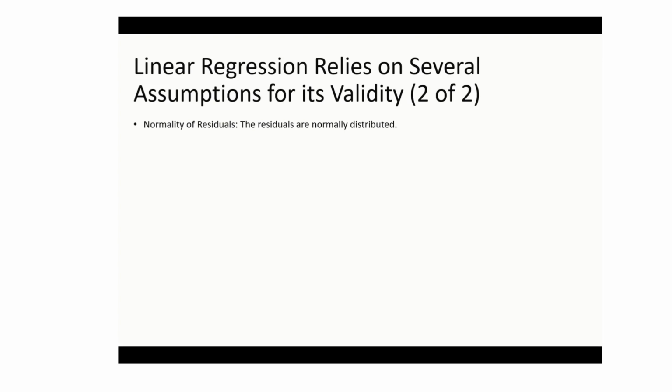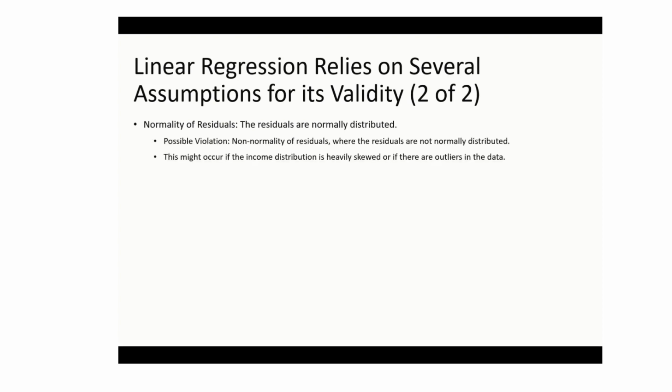Normality of residuals is another assumption. A violation will be if you have non-normal errors or residuals, and that might occur if the income distribution is heavily skewed or if there are outliers in the data.